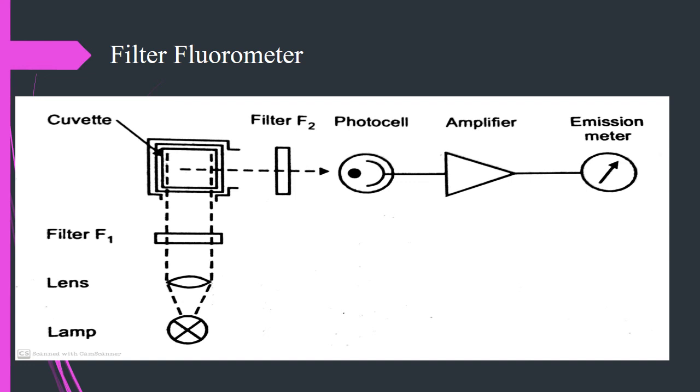Here, from this diagram, we can see the process. Light from a light source is made parallel by a convex lens and passed through a filter F1. The filter allows the wavelength which is highly absorbed by the sample in the cuvette, and another filter F2 allows the selected fluorescent peak wavelength to be incident on a photocell. The output of this detector is amplified and the concentration of the substance is indicated by the emission meter.